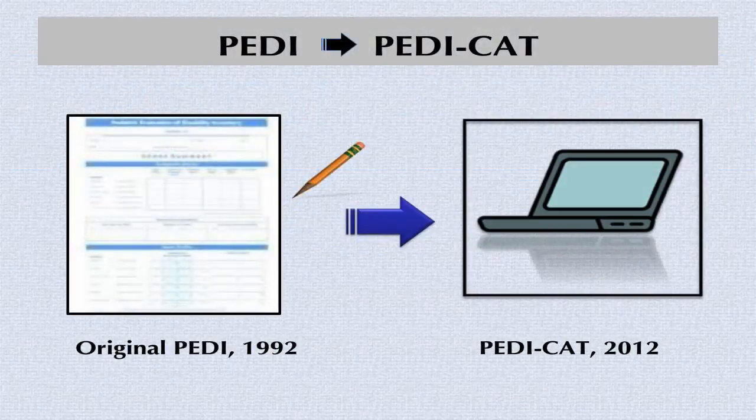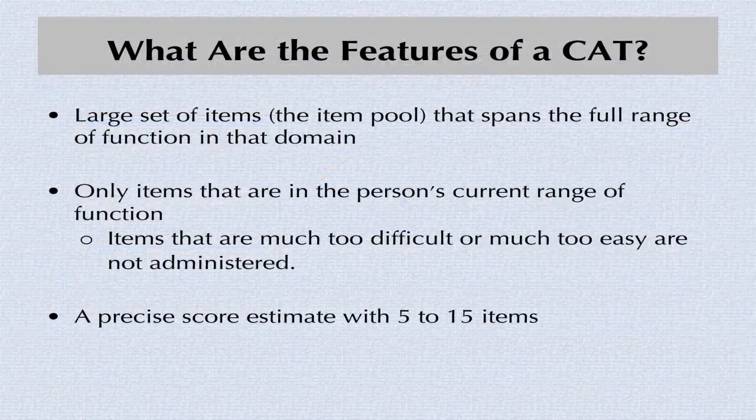The Pediatric Evaluation of Disability Inventory, or PEDI, originally published in 1992, is one of the most widely used pediatric measures worldwide. It has been transformed into a modern healthcare assessment using computer adaptive testing. A CAT has 3 distinct features.